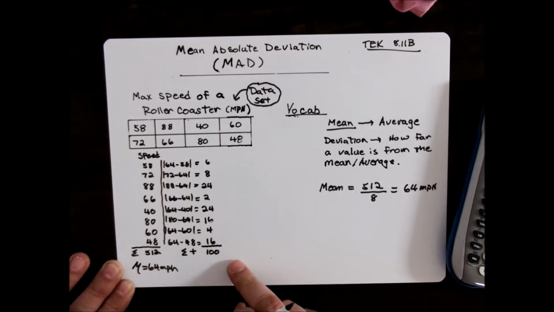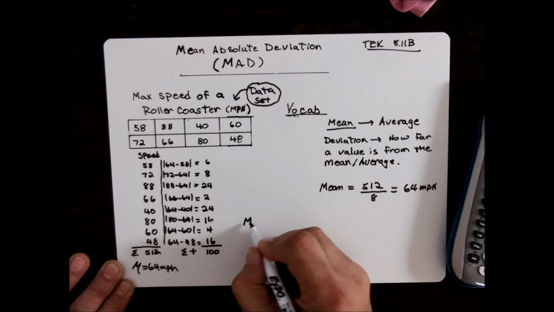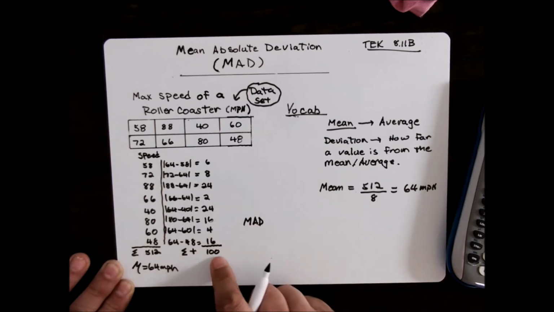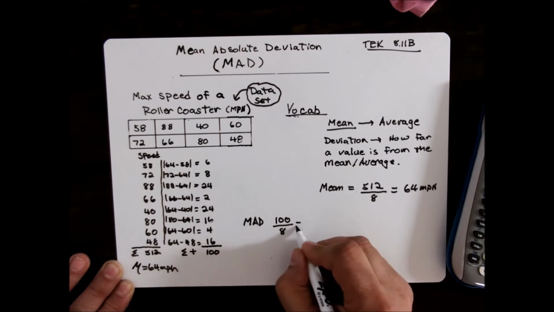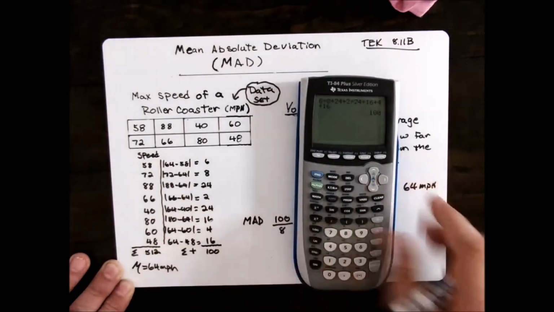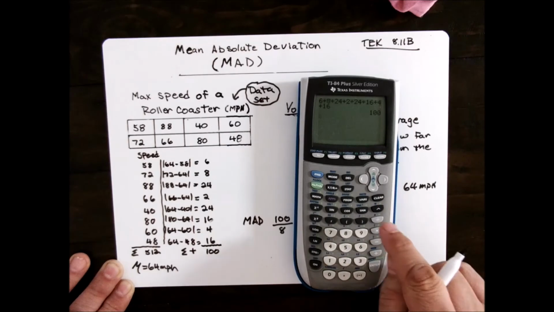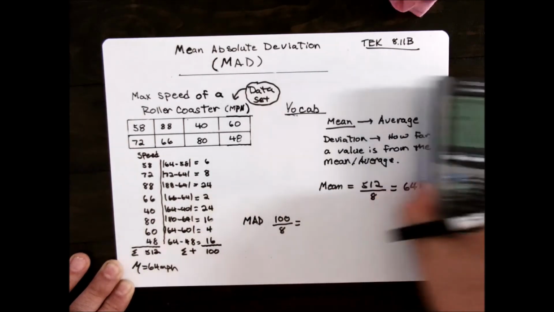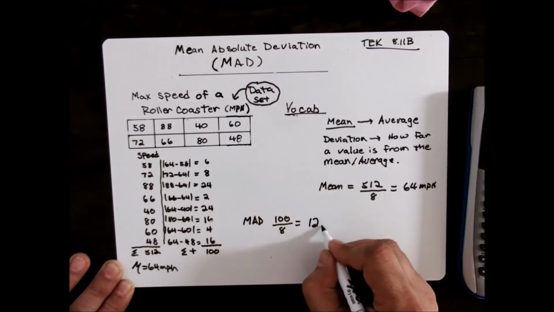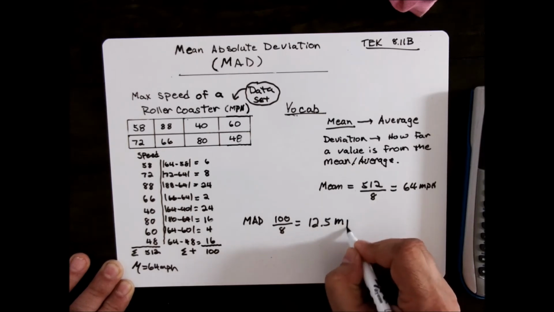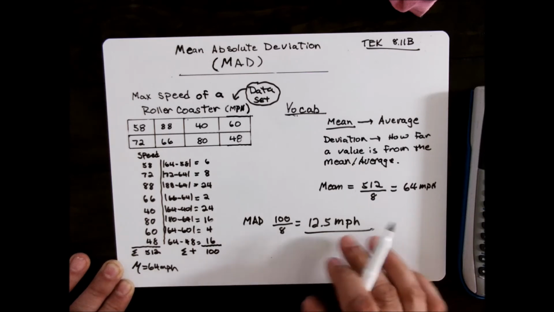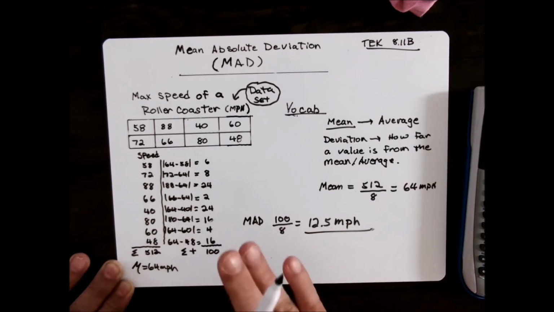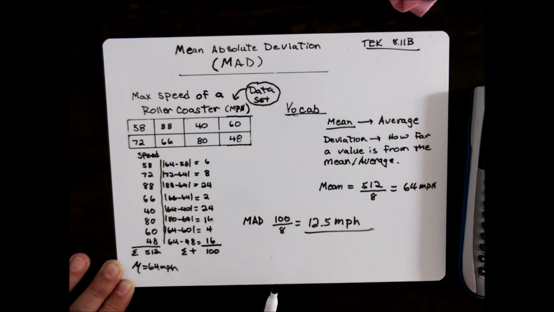Now I have to find the MAD, the mean absolute deviation. It's easy to do, it's just another average. So my total is 100, and I divide it by 8. 100 divided by 8 is easy. It's 12 and a half, 12.5 miles per hour. And that is the average distance each one of these values is away from the mean.